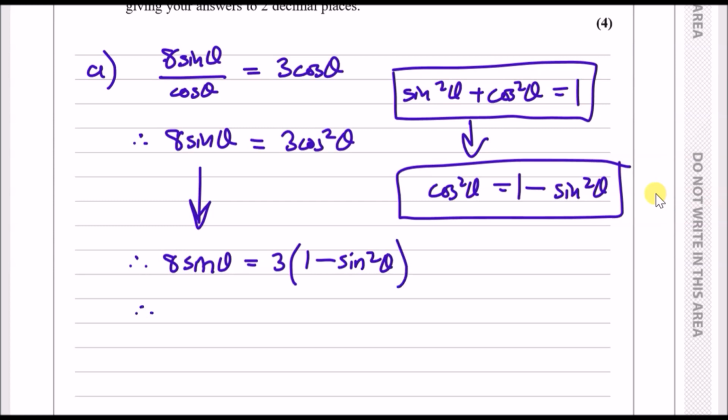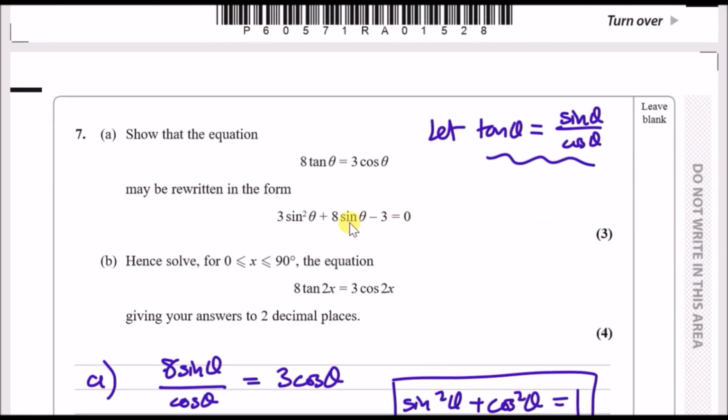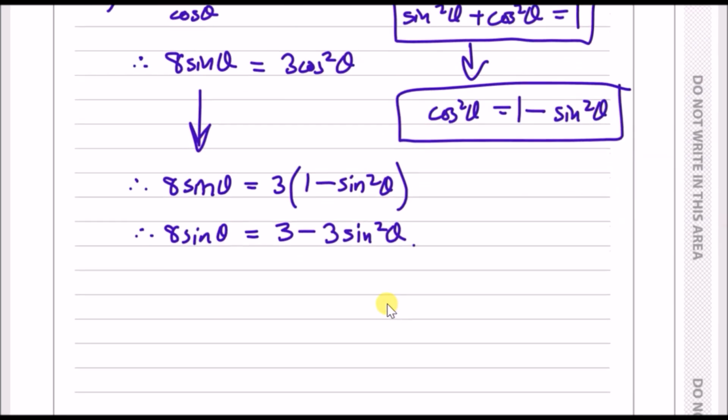And if we just expand this, we've got 8 sine theta on the left. On the right, we've got 3 minus 3 times sine squared theta. And just looking at the original expression, well, we can literally get that because we've got all the terms. We just move everything to the left-hand side, so plus 3 sine squared and minus 3. You should get the expression of 3 sine squared theta plus 8 sine theta minus 3 equals 0, just like they want.